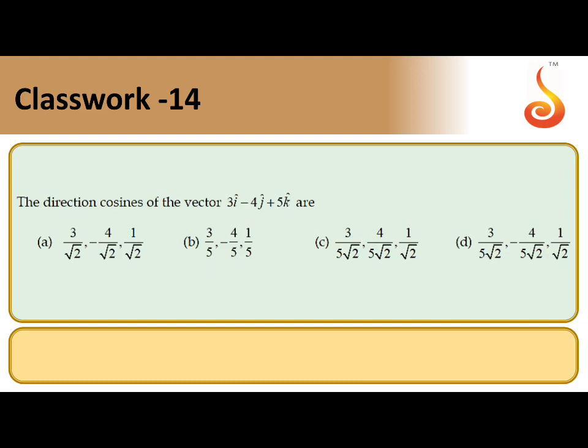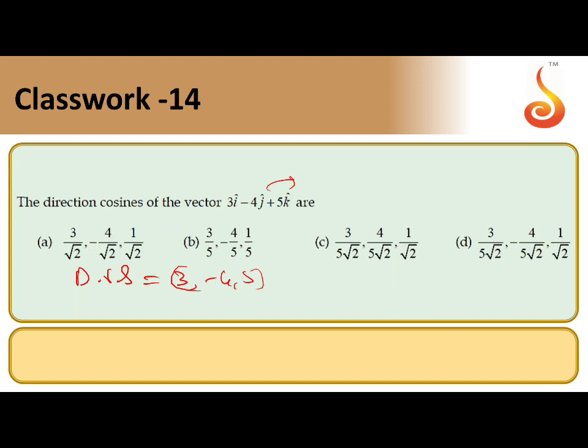Direction cosines of a vector 3i minus 4j plus 5k. So you know DCs are known. DRs, what are the DRs? The components are the DRs. So DRs will be the vector components 3, minus 4, 5. So how to get DCs? Divide by root over a square plus b square plus c square.